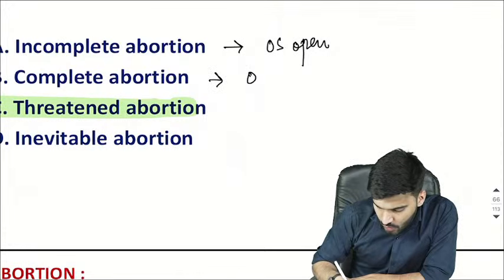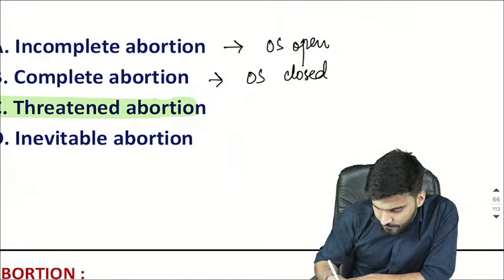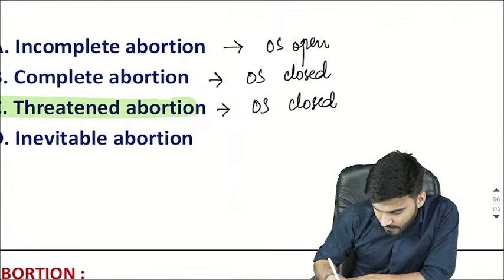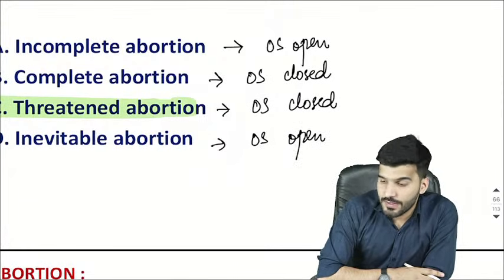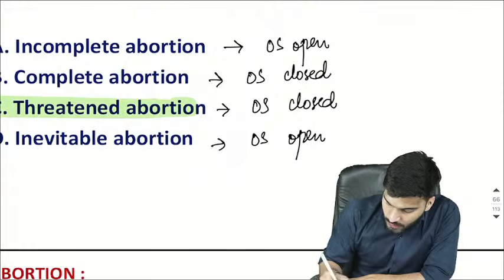Complete abortion, os is closed. Threatened abortion, os is closed. Inevitable abortion, os is open. That is going to be the os findings. Next to that, what will be the other findings?